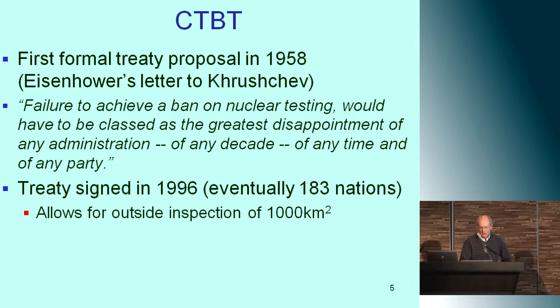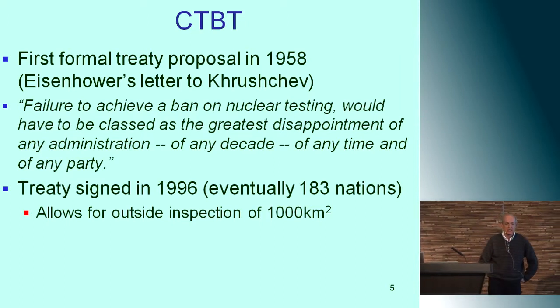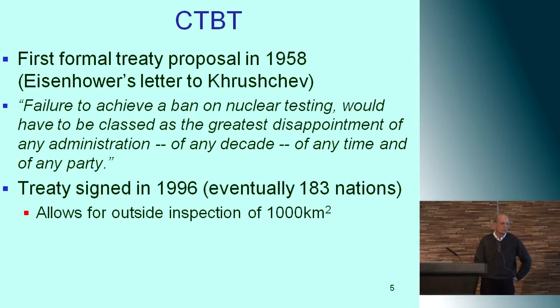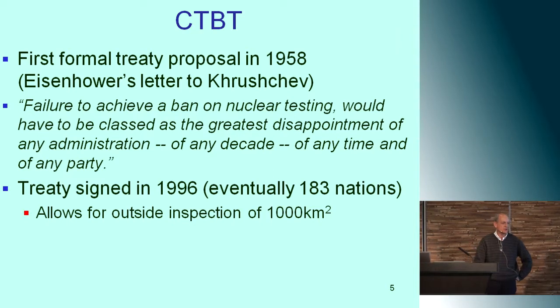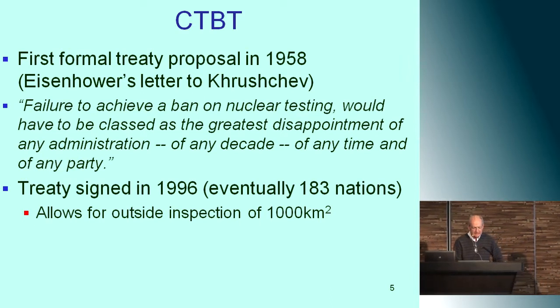So finally, almost 40 years later, the treaty was opened for signature in 1996 under the auspices of the UN, and almost all nations have signed the treaty. And it's a very strong treaty. What it says is if there's evidence of violation, an international force can occupy 1,000 square kilometers of your territory to search for proof of violation, and then there are various consequences for that.